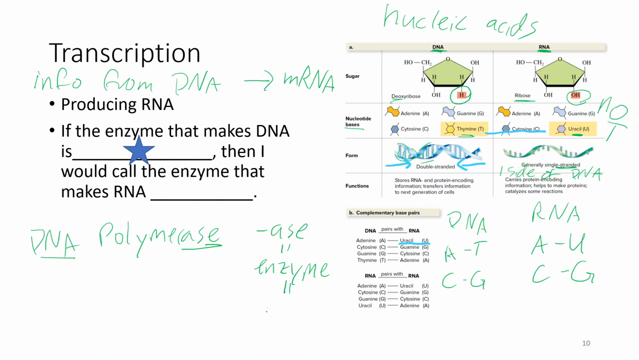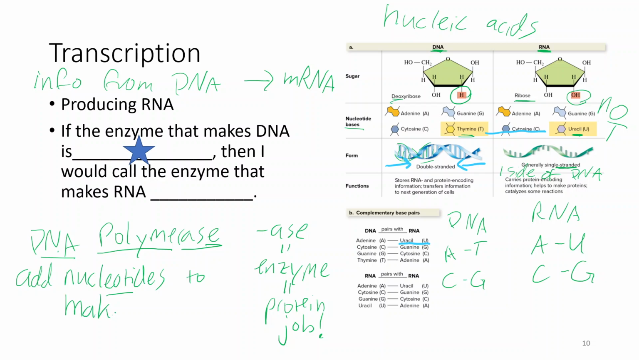And an enzyme is a protein with a job, right? And this protein's job is to make long polymers of DNA. So DNA polymerase's job is to add nucleotides to make DNA polymers, right? So a long strand of DNA is a polymer. That's all that means. It's a long strand.